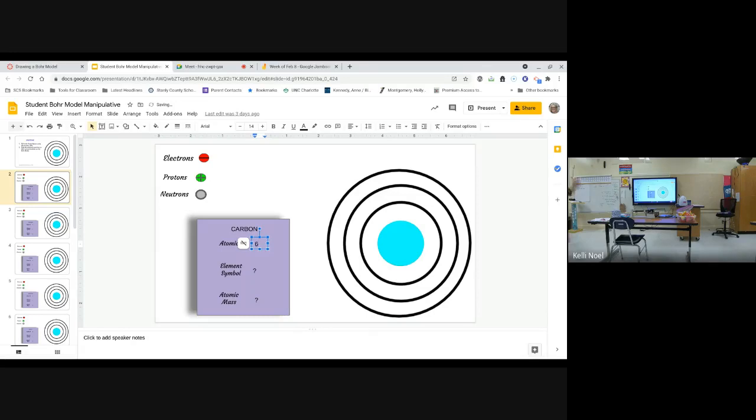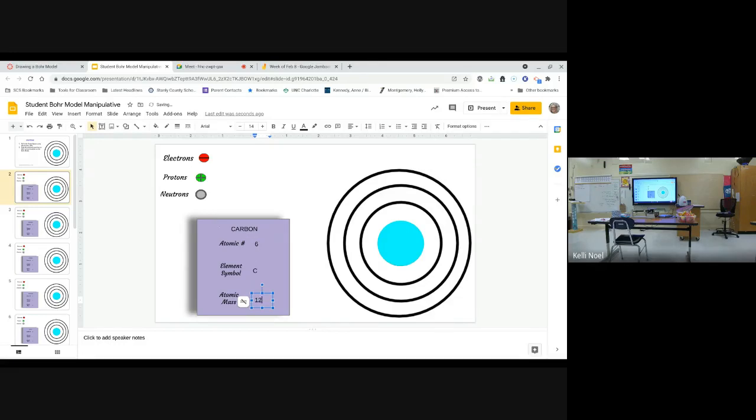Element symbol, you're going to click in that box, and you are going to put a capital C. Atomic mass, you're going to look at the bottom number and round it. So the bottom number on the periodic table for carbon is 12.0107. Because a 0 is after the decimal, you're just going to put 12. So this is going to be 12.